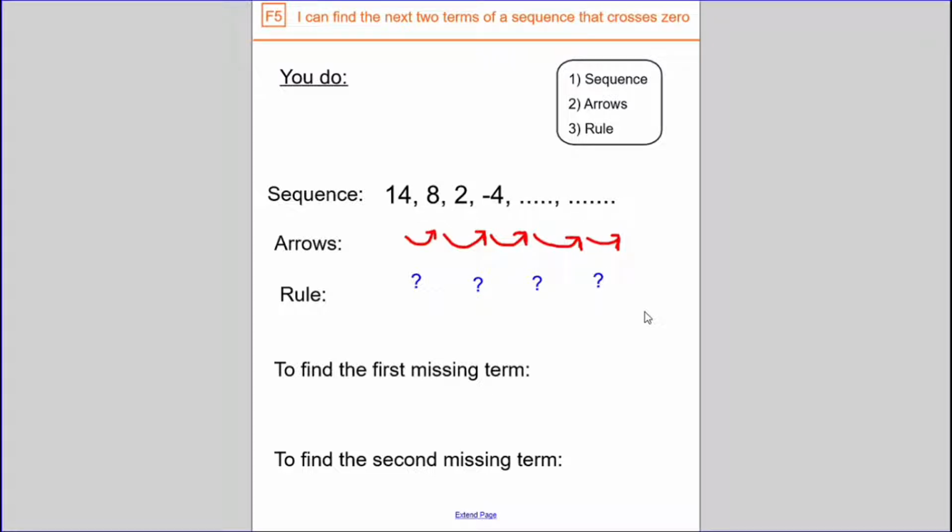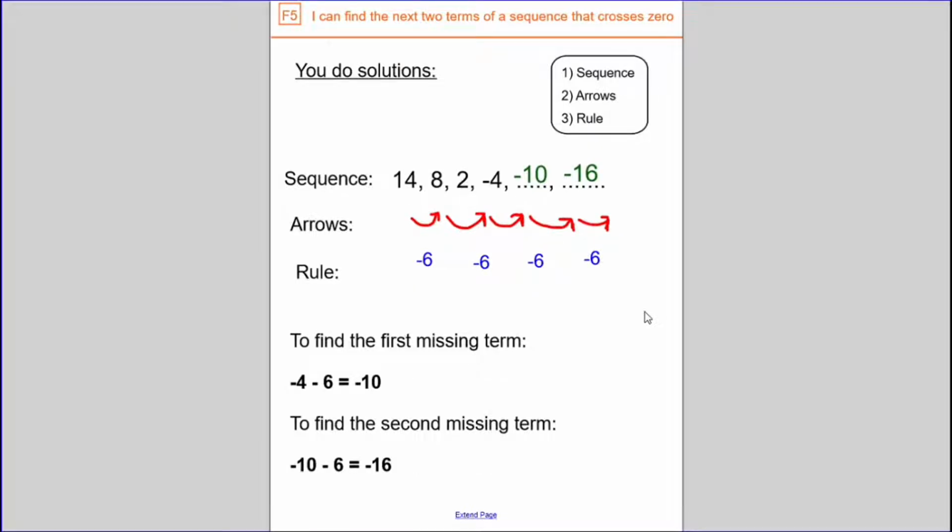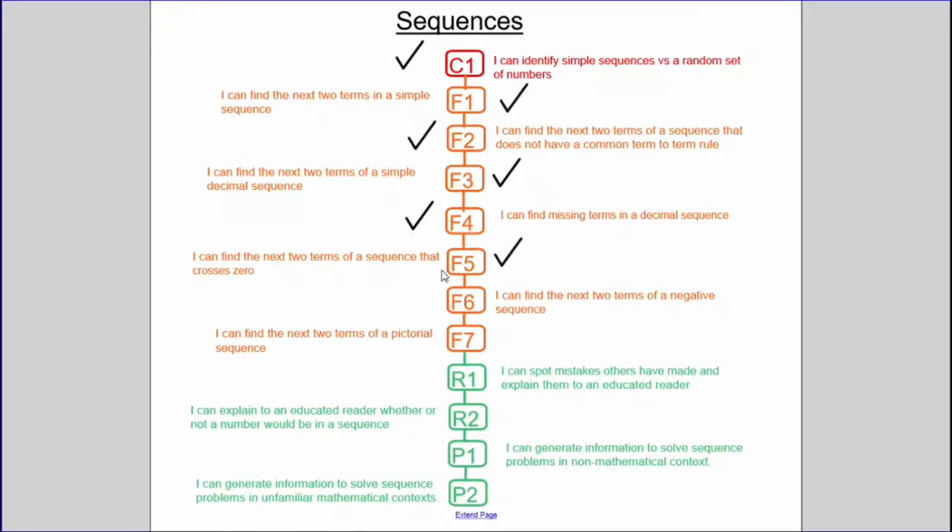Here's a question for you to try. Pause the video here. Here's the solutions. Make sure that you self-assess your work. Be really careful about your rule here. You should have got that you're subtracting 6 each time and not a +6. That's the end of F5, and we are now ready to move on to F6.